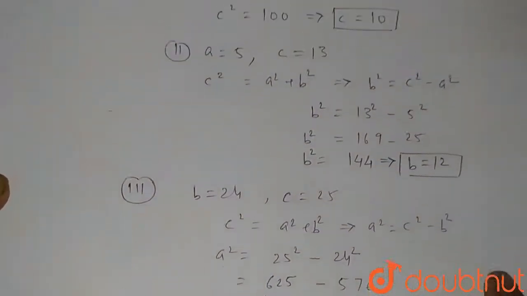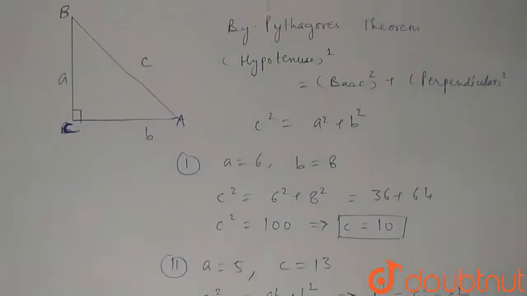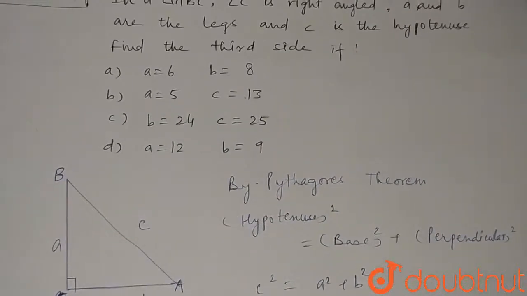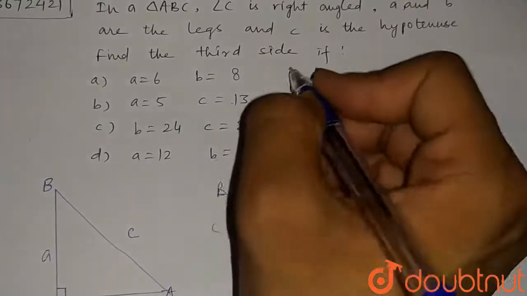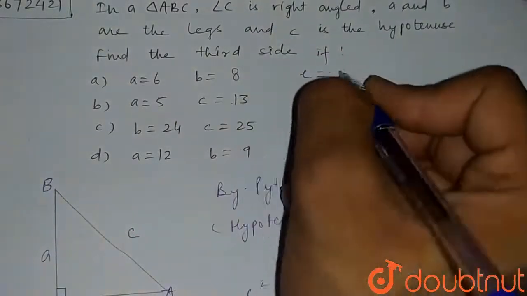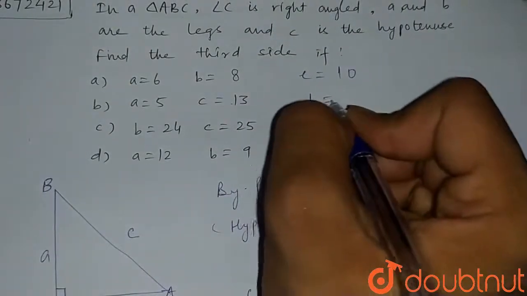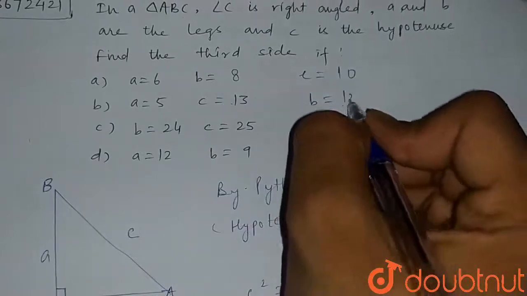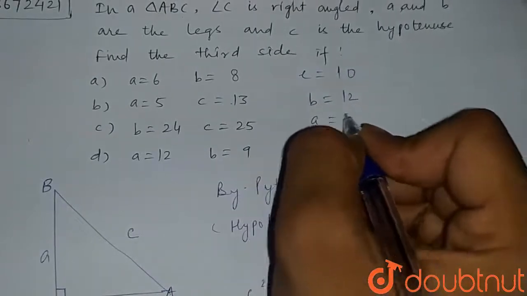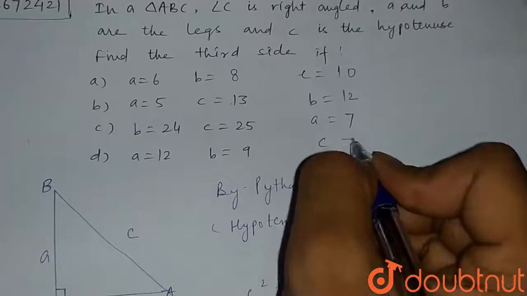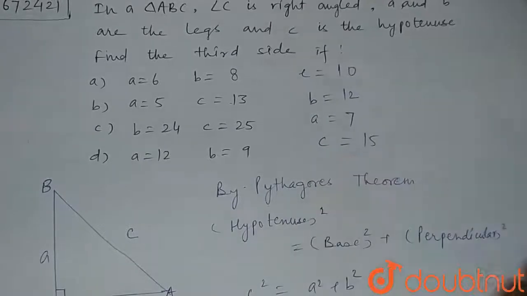So we have C is equal to 10, B is equal to 12, A is equal to 7, and C is equal to 15.